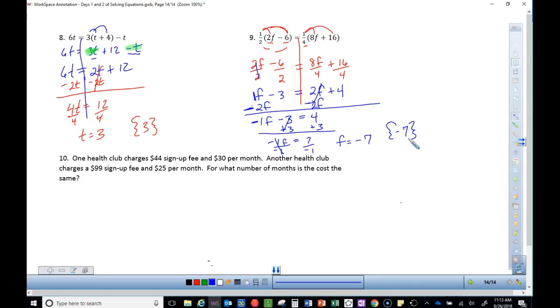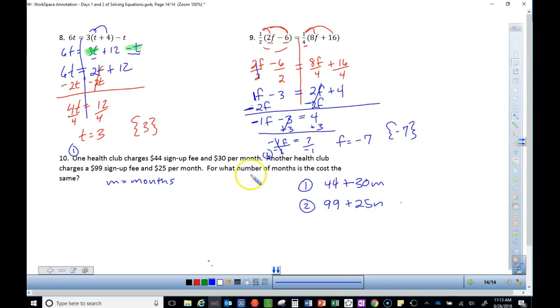Okay, let's see if we can apply this here. One health club charges $44 sign-up fee and $30 a month. So we'll call this health club 1. Another health club, we'll call this 2, charges $99 sign-up fee and $25 per month. Okay, so club 1 is $44 to sign up plus $30 per month, and we'll say M stands for months. Club 2 charges $99 to sign up plus $25 a month.